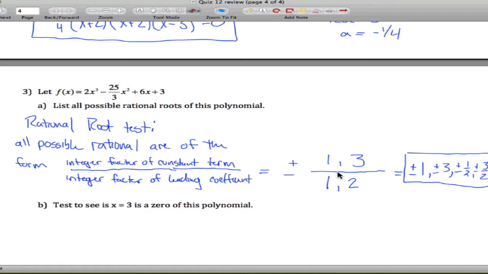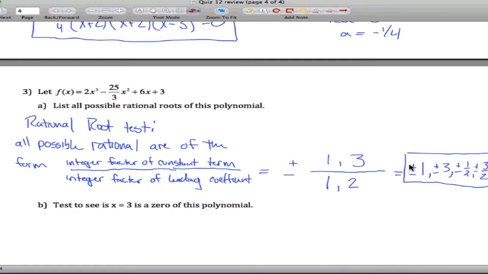It's a third-degree polynomial, so it has at most 3 rational roots. But it might have none. We'll never have that for your purposes, because we're going to have to use these. But on the quiz, it could have as little as just 1. Maybe just 1 of these work. Maybe 2 of them work. Maybe 3 of them work. Anyways, here's all the possibilities. List them, plus or minus 1, 3, 1/2, 3/2, call it good.